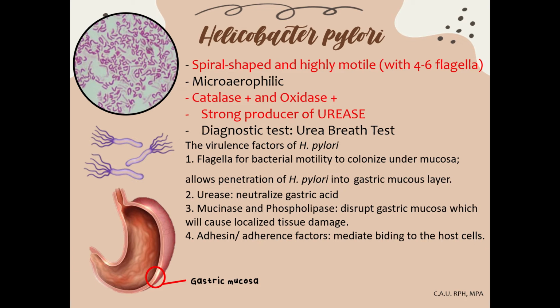We know that the stomach is very acidic, right? It has the hydrochloric acid that is acidic enough to kill some bacteria. But H. pylori is different. It releases urease, making the stomach neutral, thereby allowing the bacterium to grow in the stomach.